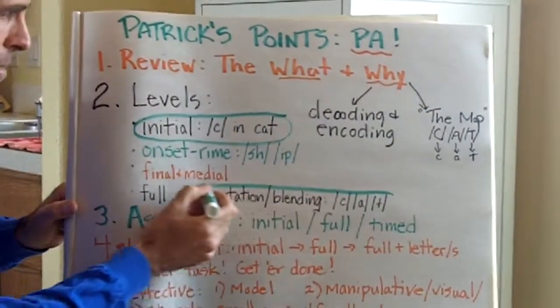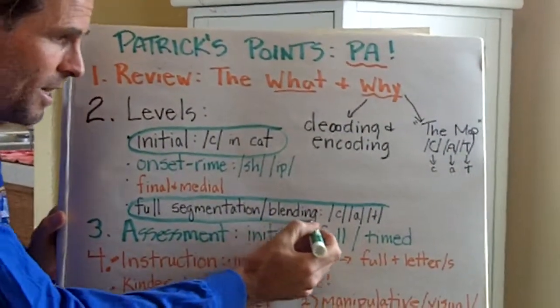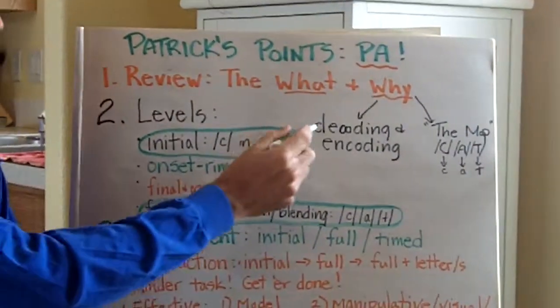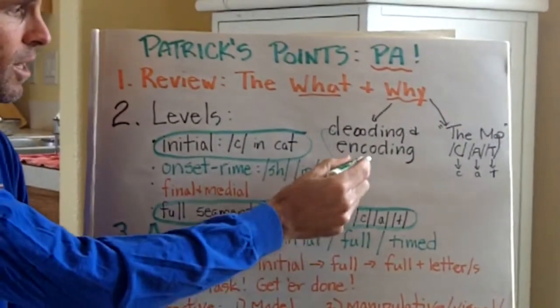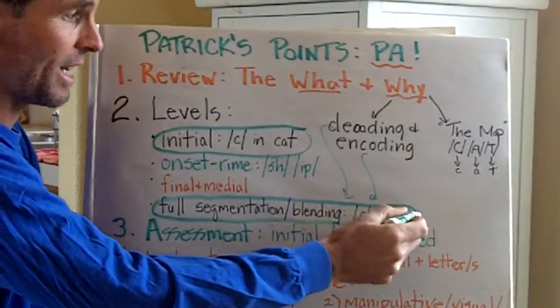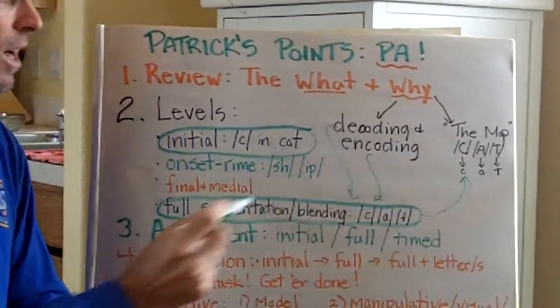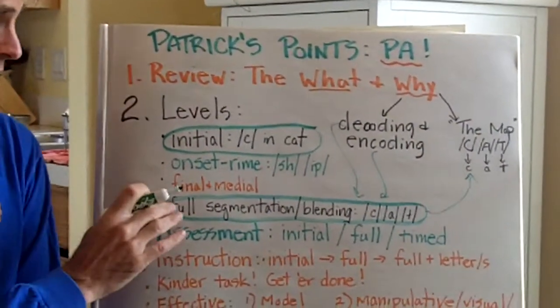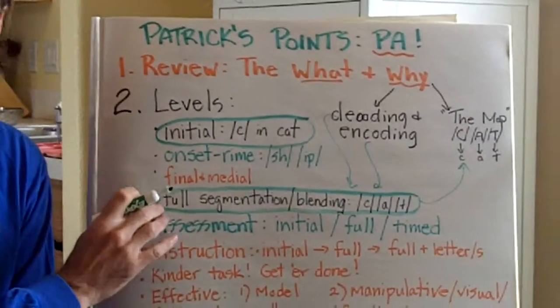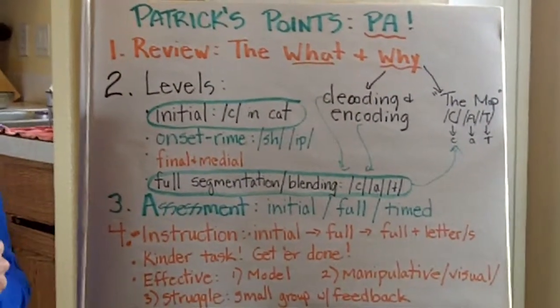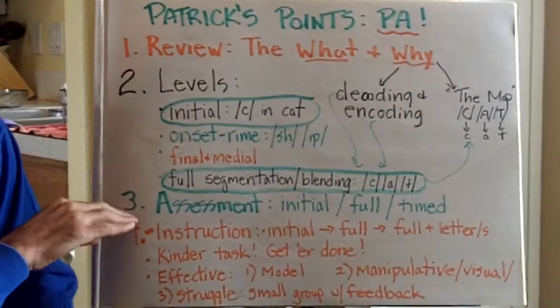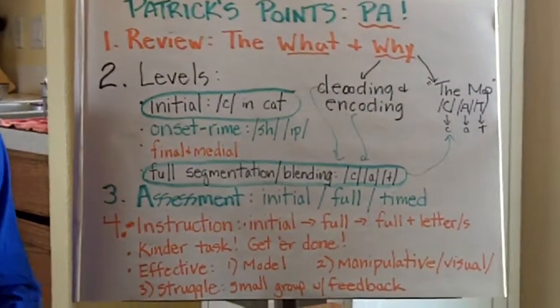This is the big money level though, right? This is where we get into our decoding, our encoding, and even into developing automatic word recognition. So this is always the target, the final target for instruction. All right, let's move on to point three, which is assessment.